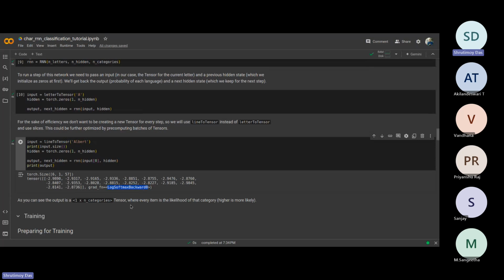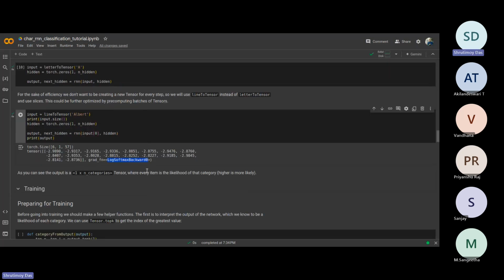That has already been defined in PyTorch. So whenever you are training the network, it knows which gradient function to use to compute this gradient during back propagation. Any doubts on that? Okay.